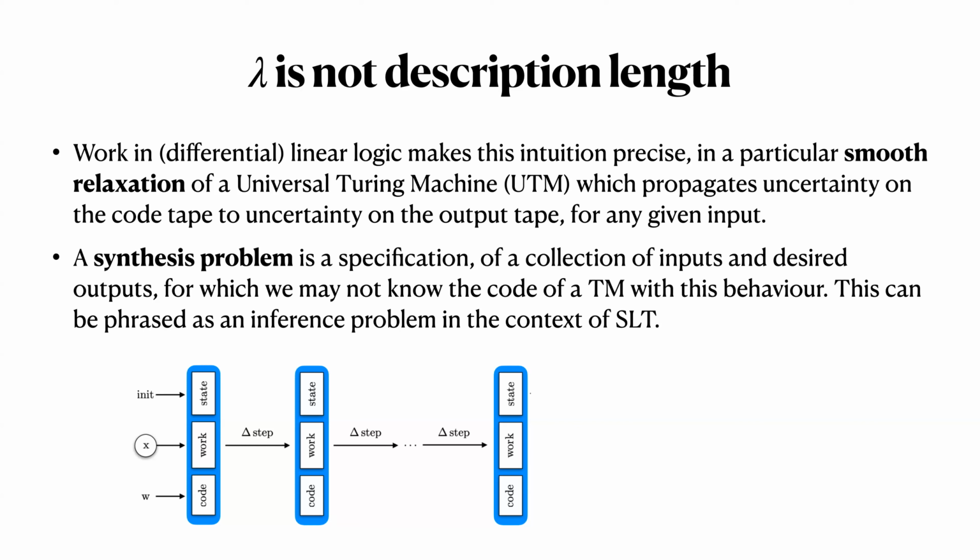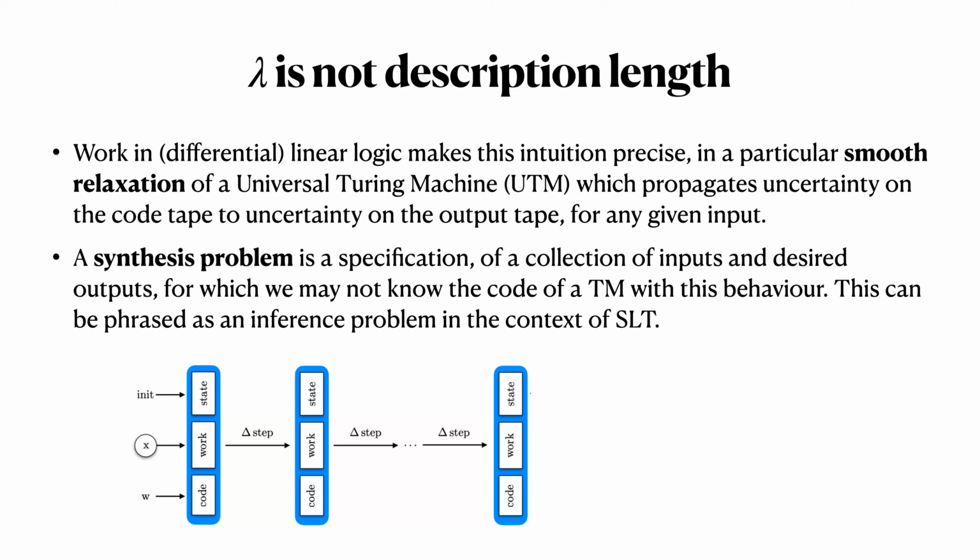Now, a smooth relaxation of that can be constructed as soon as you have a way of propagating uncertainty on any of these tapes through these steps. You can do that a number of ways, some trivial, some not. I won't tell you how we do it in particular, but it's non-trivial.